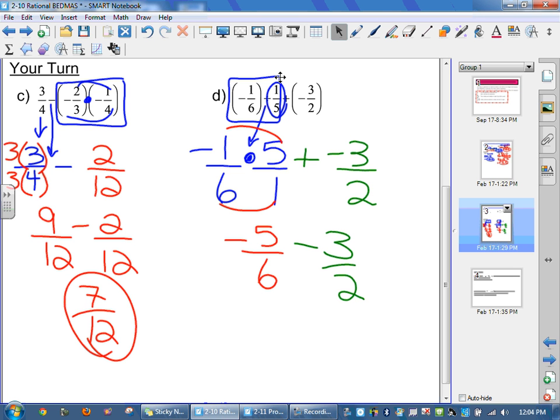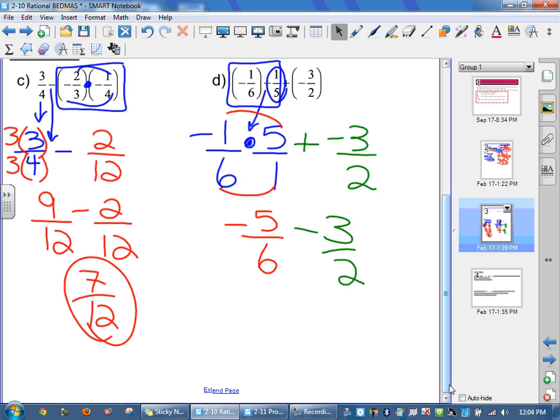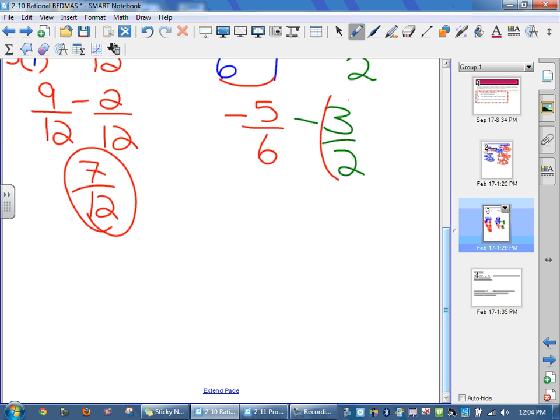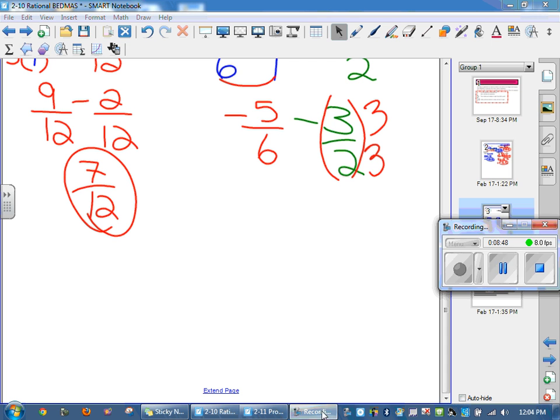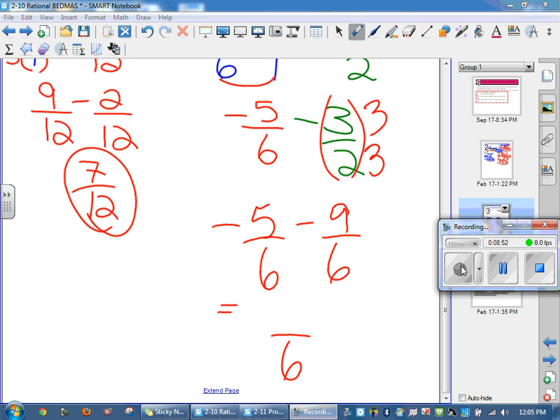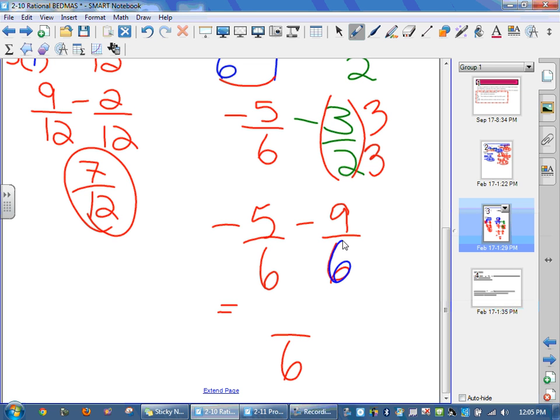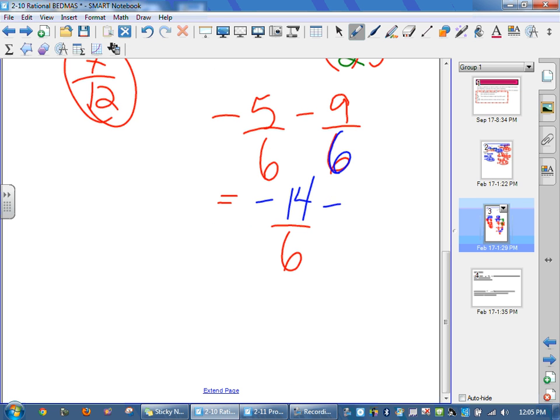So we need the same bottom number. Our bottom number can be a 6. So I'm only going to change the first or the second one here. I'm going to times it by 3. Okay, we multiply the right-hand side by 3 on the top and the bottom to get our bottom number of a 6. Our top number is going to become a 9. Now we subtract our tops so it's negative 14 over 6. That's not a final answer because we can divide both of them by 2. So we're going to get negative 7 over 3 as our final answer.